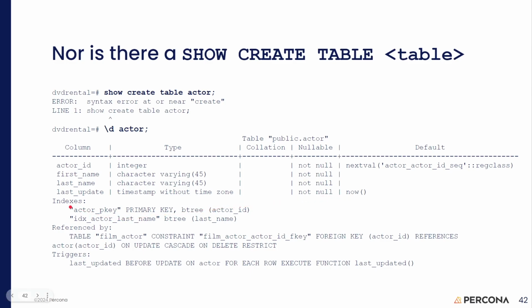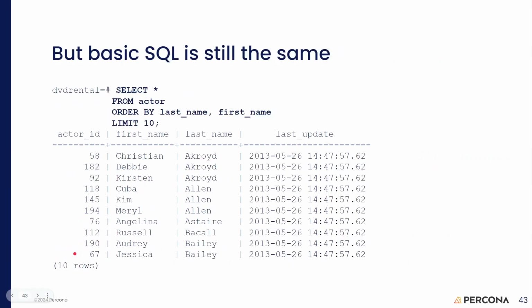It's going to tell us what indexes exist, what references you have for foreign keys and other constraints, and any triggers. So show create table is not going to be in Postgres, but there's something similar, and it actually gives you a lot more information, stuff you can actually use.